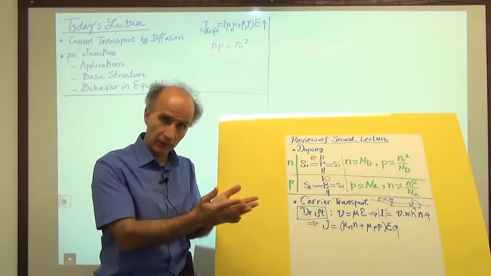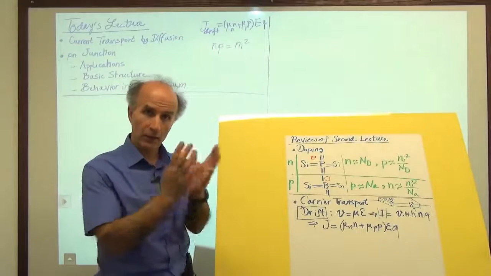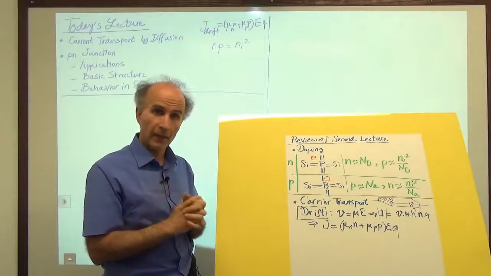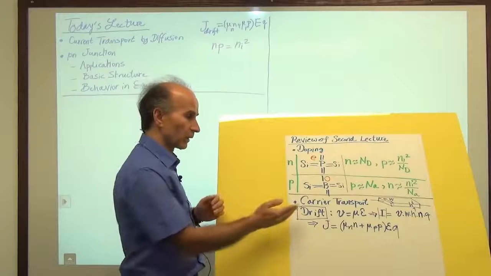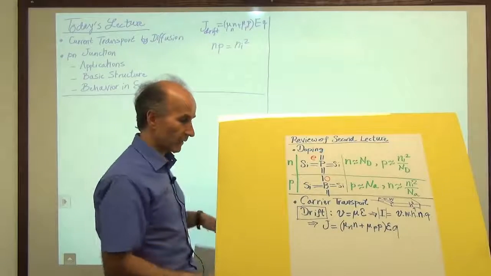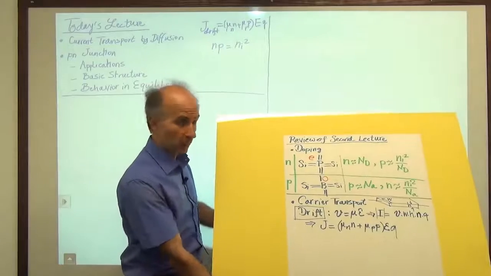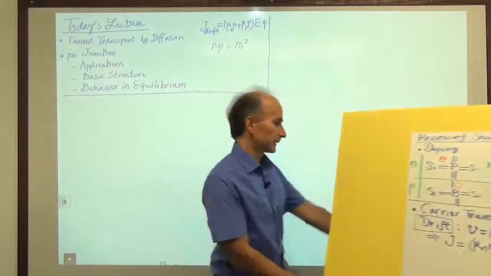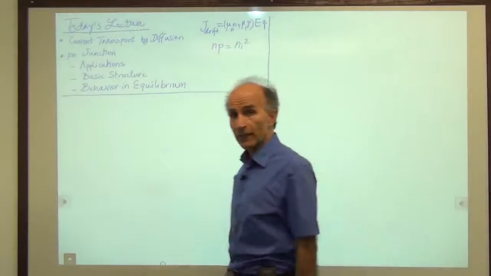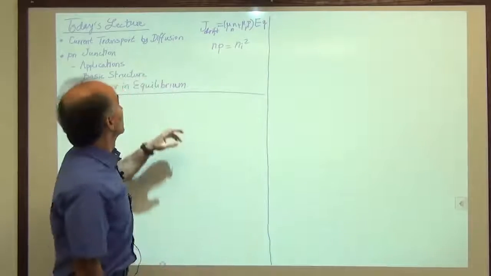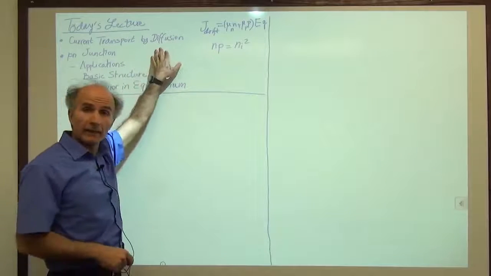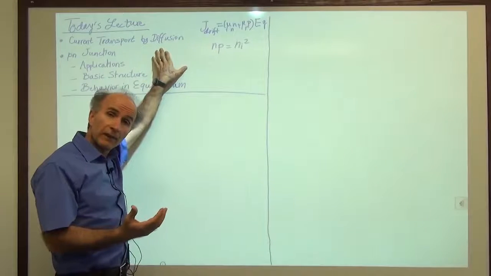There's an electric field, there's a velocity, there's current. But there's another mechanism that does not even require a voltage or an electric field, and that is called diffusion. So today we will talk about diffusion. All right, so today's lecture will start by talking about diffusion and how we quantify that effect.